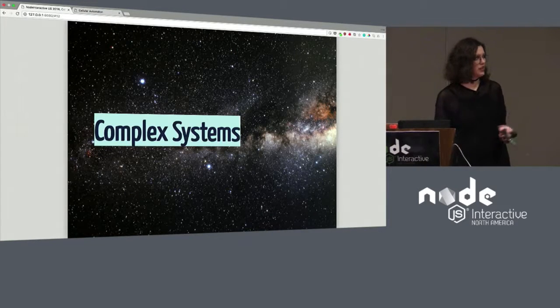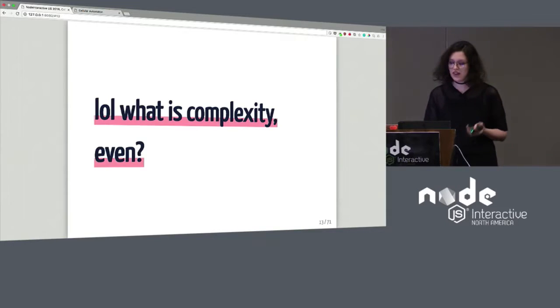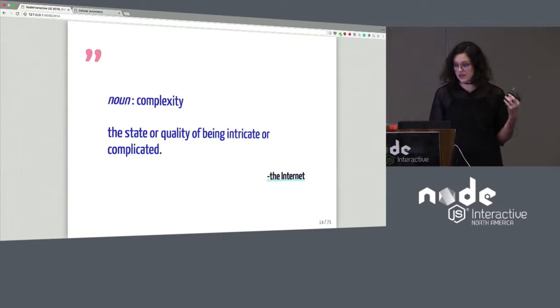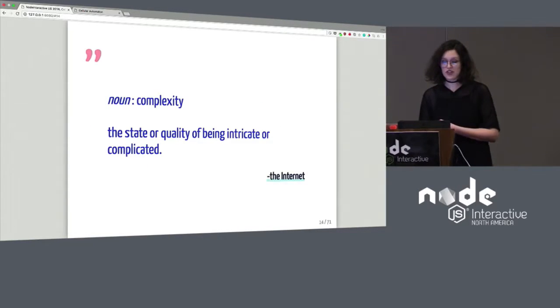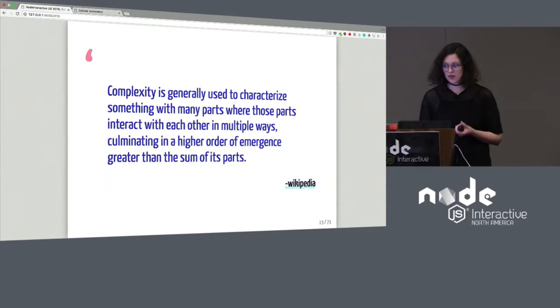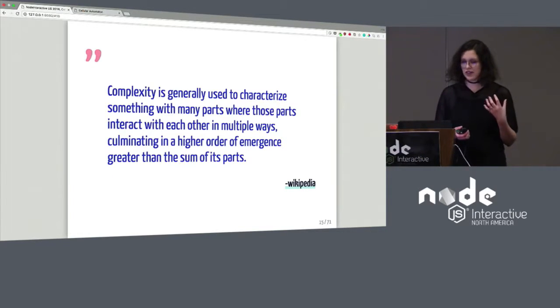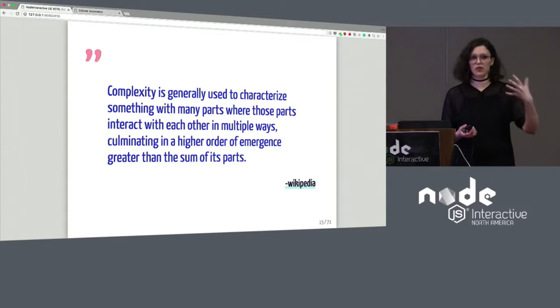So before we get into a little bit more on automata, I want to talk about complex systems. So for complex systems, I wanted to get in and Google a bunch of stuff. So I Googled a bunch of stuff. And the internet came out with the definition that it's a state of being intricate or complicated, which is not very useful. And then I Googled some more, and Wikipedia actually had a really understandable, relatable answer.